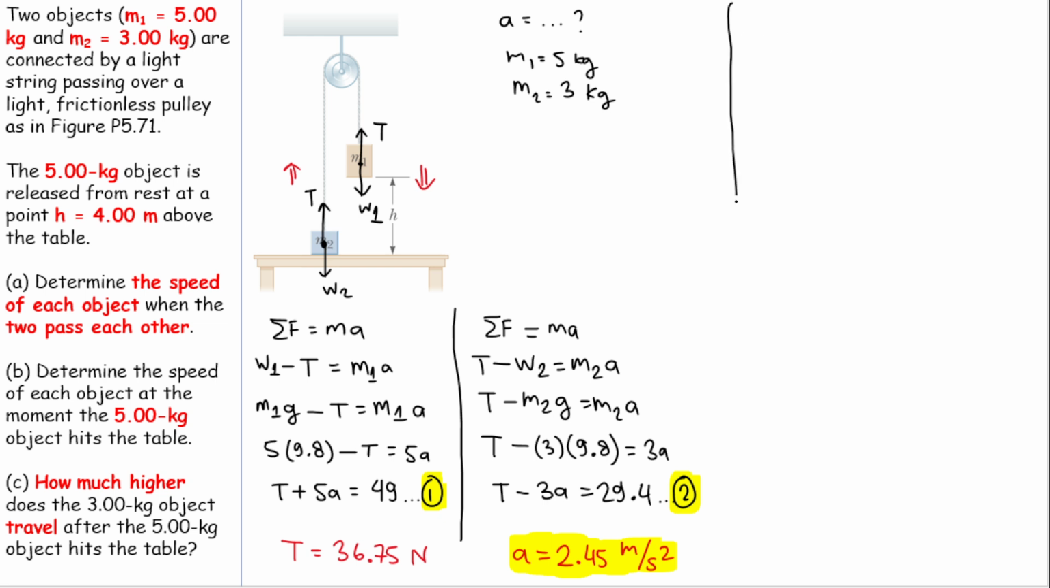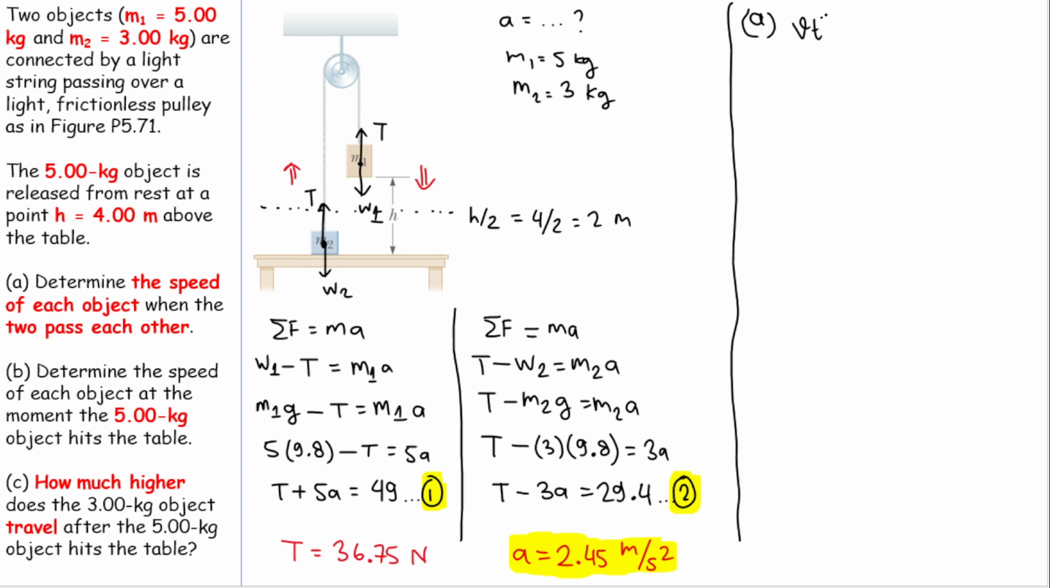So what does question A ask? Determine the speed of each object when the two pass together. When the two pass together, this one goes down halfway and this one goes up halfway, right? If this is h, this has to be h over 2. But h over 2 is 4 over 2, and we will have 2 meters. So it has a displacement of 2 meters, right? And so we can use this formula here.